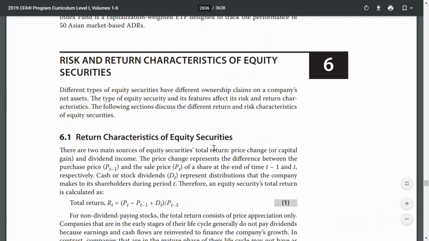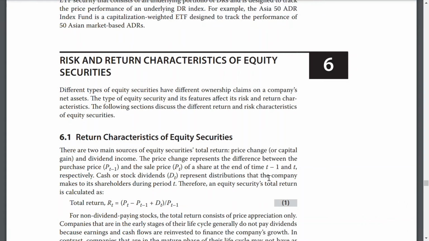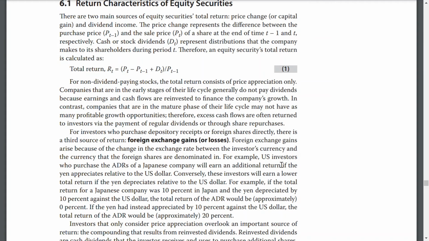For non-dividend paying stocks, the total return consists of price appreciation only. Companies that are in the early stage of their life cycle generally do not pay dividends because earnings and cash flows are reinvested to finance the company's growth. In contrast, companies that are in the mature phase of their life cycle may not have as many profitable growth opportunities. Therefore, excess cash flows are often returned to investors through the payment of regular dividends or through share repurchases.